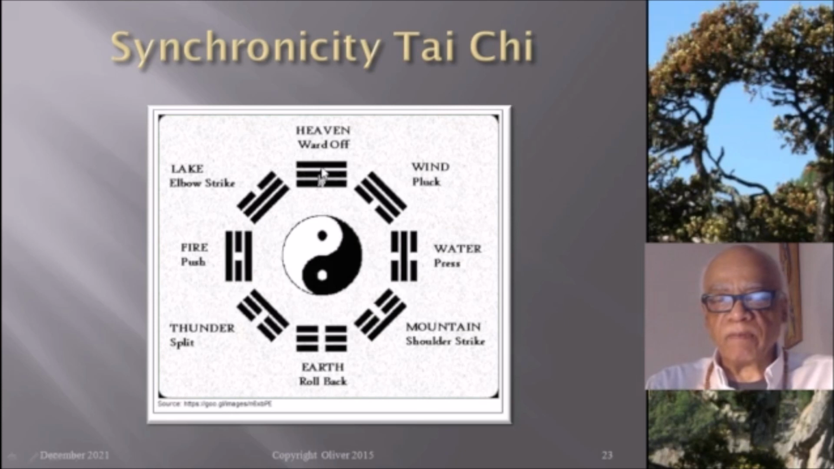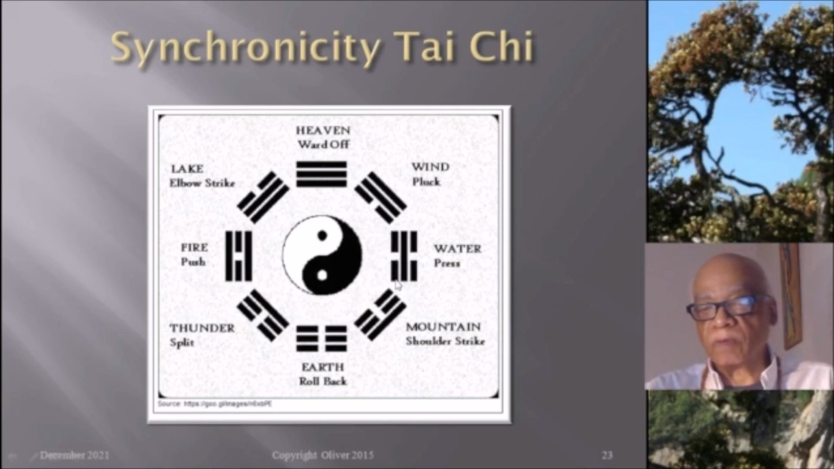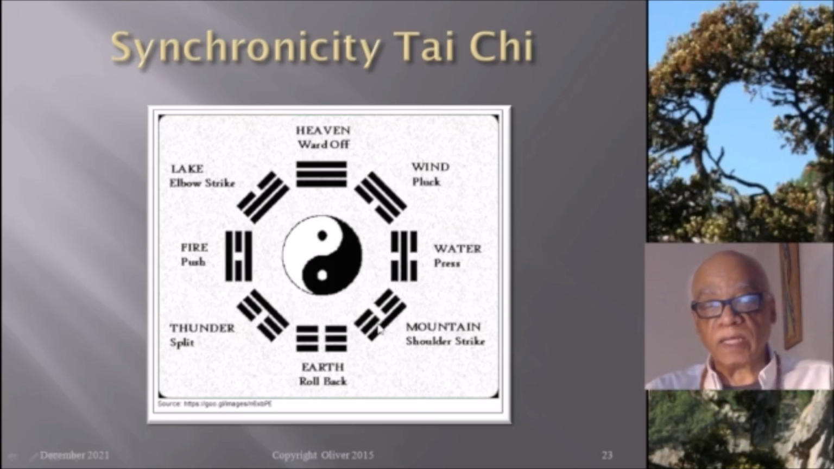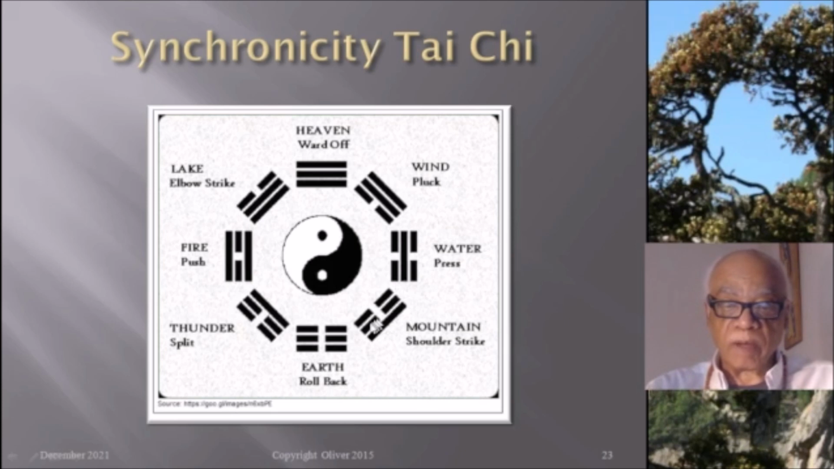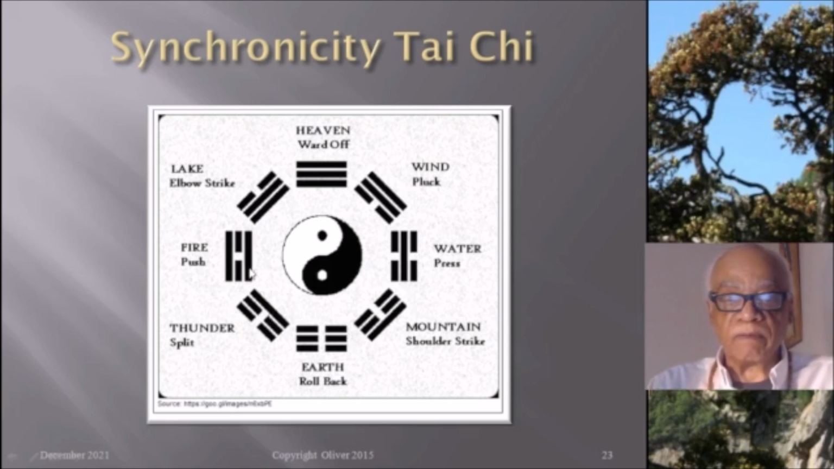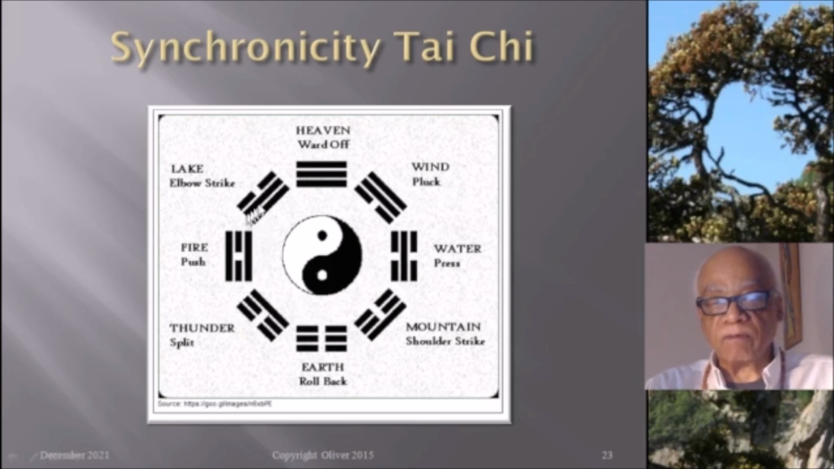You could see that heaven, which is all solid lines, can evolve into wind with one broken line at the bottom, can evolve into water with two broken lines, one on each side, can evolve into mountain with two broken lines at the top, and earth with all broken lines, which can evolve into thunder, and then can evolve into fire, and then can evolve into a lake.